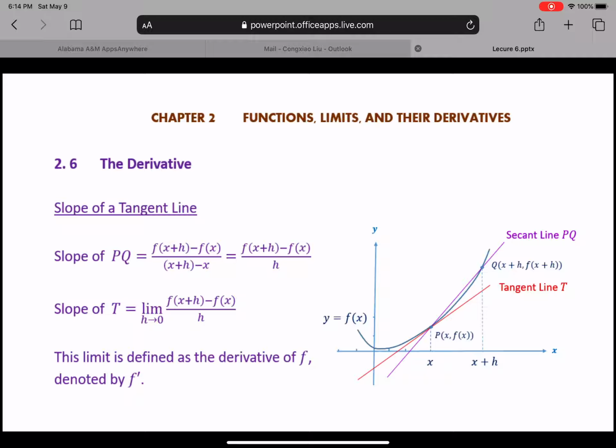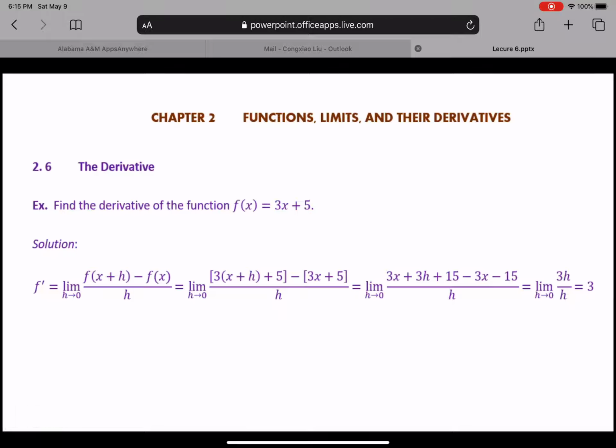So in other words, the slope of T is equal to the limit of f of x plus h minus f of x over h as h approaches 0. This limit is defined as the derivative of f, and we denote it by f prime. So the derivative of a function is the slope of the tangent line geometrically.